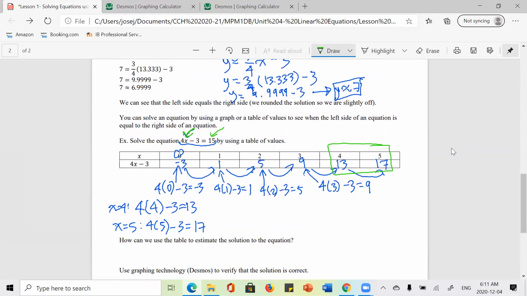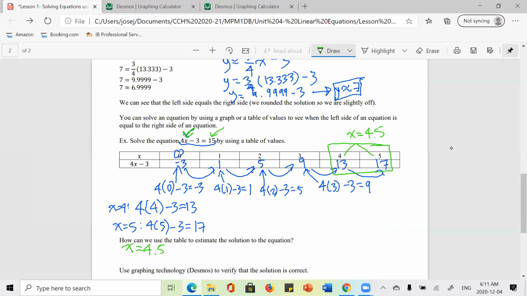So if you were trying to guess what the answer would be, what would you say it is? Well, it's between 4 and 5. So what's a good estimate here? I think most of you can see it's right in between 4 and 5. So I would say x is equal to 4.5 is our best answer.